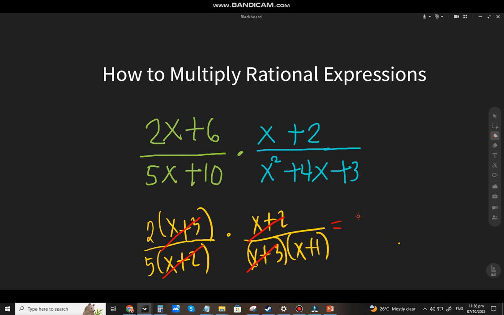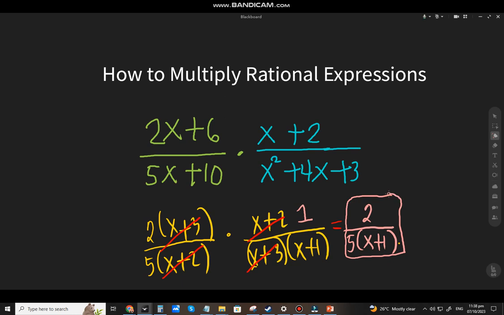So you're left with 2 times 1. Always remember, if everything is canceled in, for example, the numerator or denominator, there will always be 1 there, if it's multiplication. So 2 times 1 will be 2 over 5 times the quantity x plus 1. So this is already the final answer.